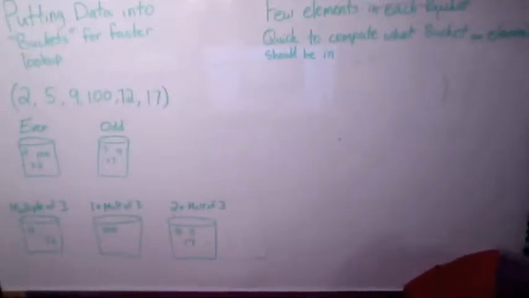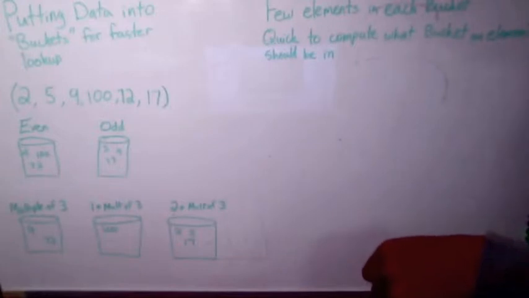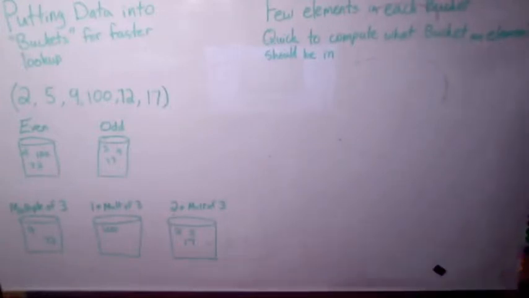Let's talk about hash tables. Simply put, a hash table is just a way of putting a lot of data into different buckets so that we can look at these buckets more quickly than the original data set.